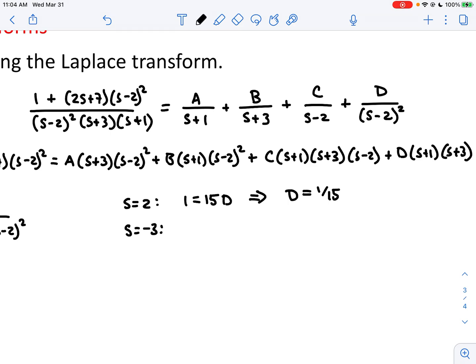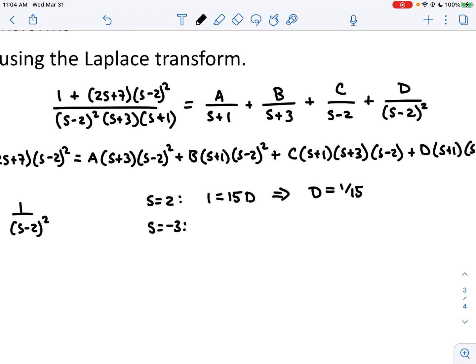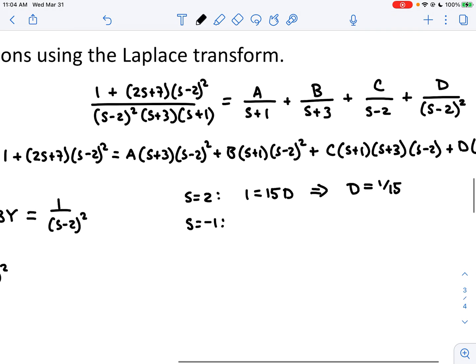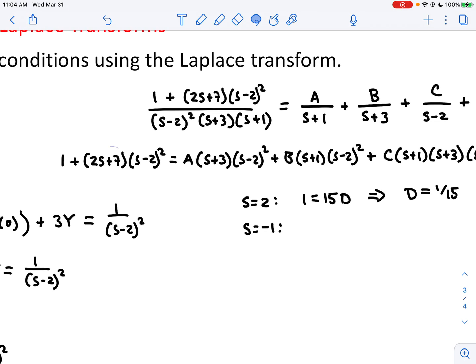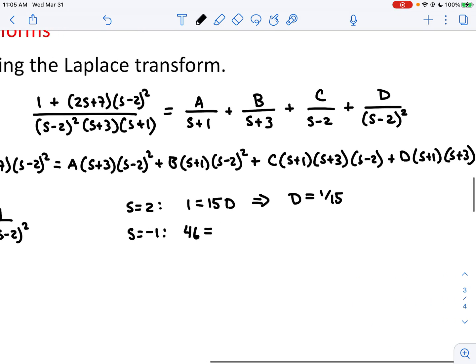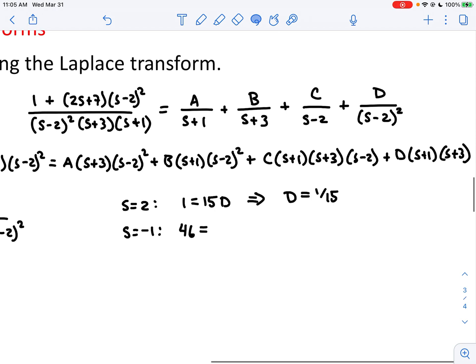s equals -3 seems to be a next good choice, or -1. Let's do -1 first. No particular reason, but plug in -1. -1 plugs in for both of these s's, so we're going to get 5 right here and 9 right there. So this is going to be 45 plus 1, we get a 46 on the left side of the equation. -1 is going to cancel the B, C, and D. These terms are all gone when I plug in -1, but this term is still here. So we get 2 times 9, 18A, if I did that right.